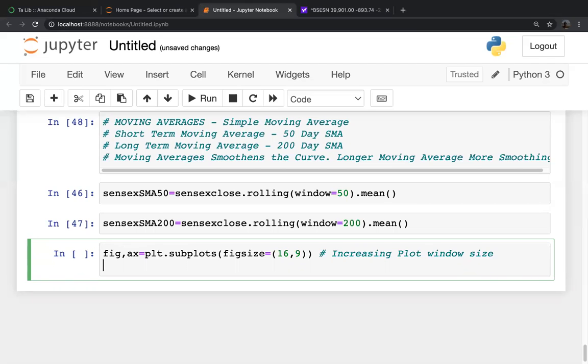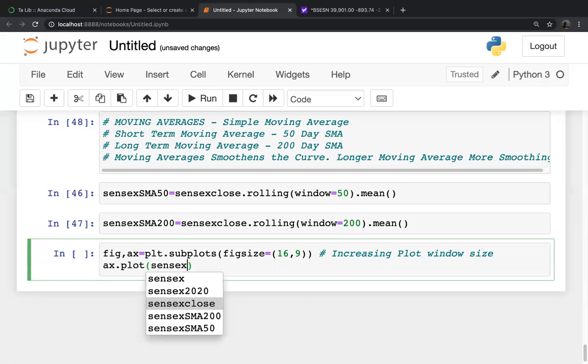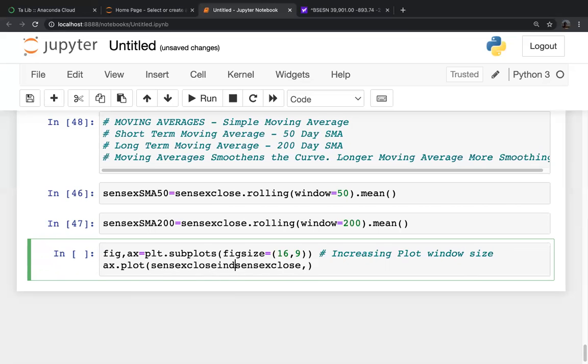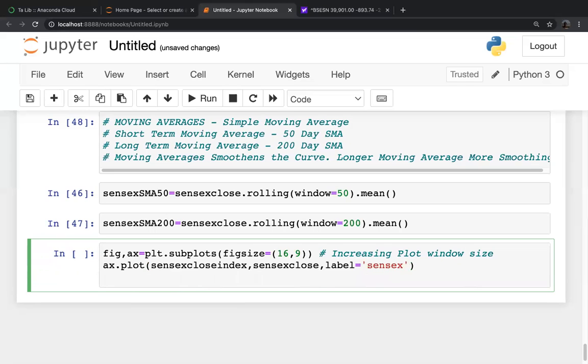Once you set up your window size, then comes your plot. ax dot plot, open bracket, sensex close, the first plot. First we'll give the index also: Sensex close dot index, the date, comma, sensex close, comma, label is equal to sensex. So index means date. I am indexing the date.